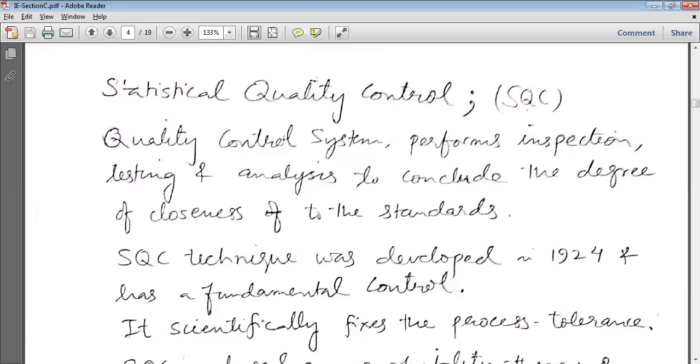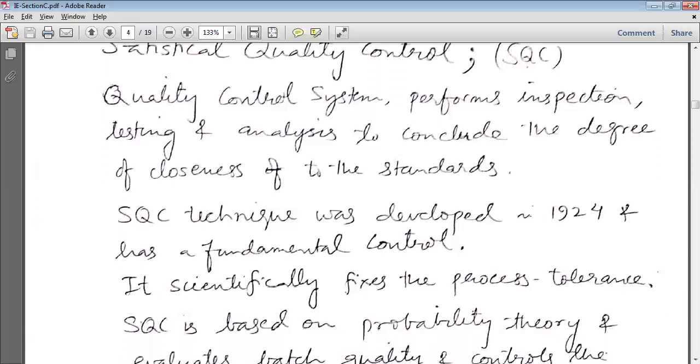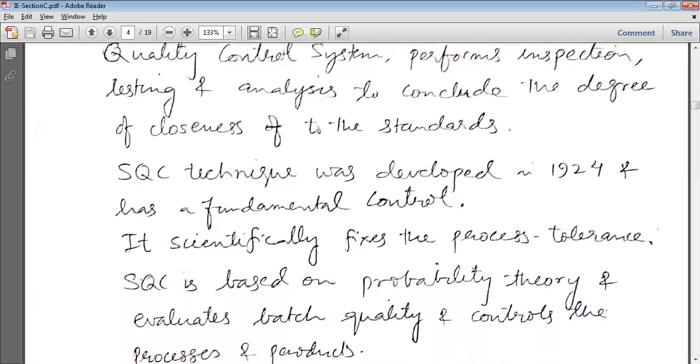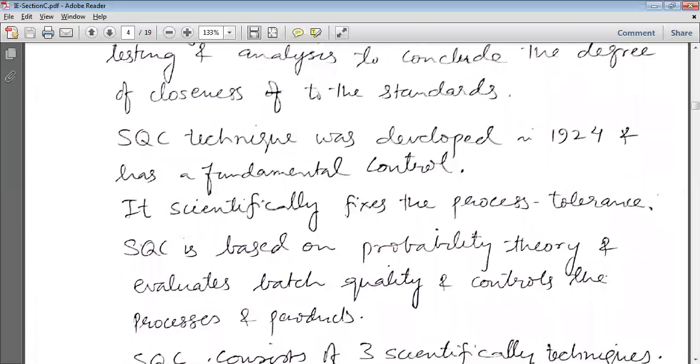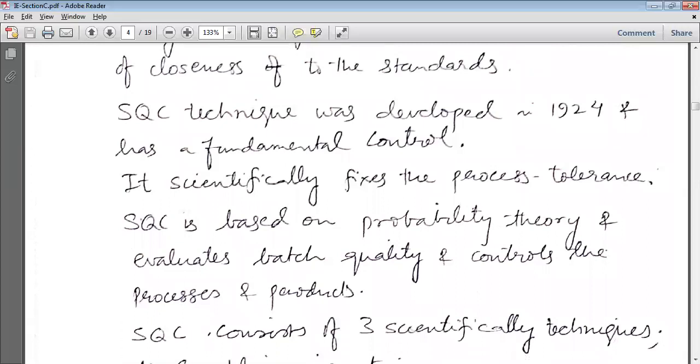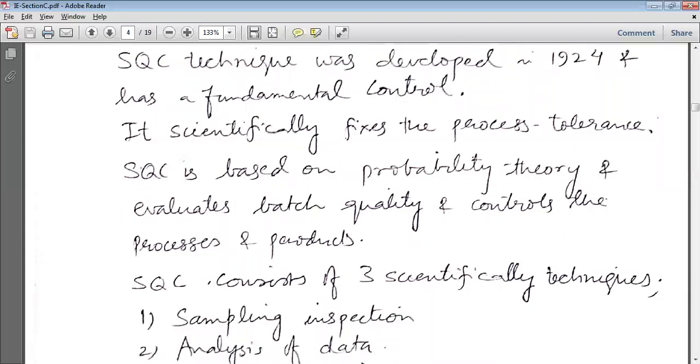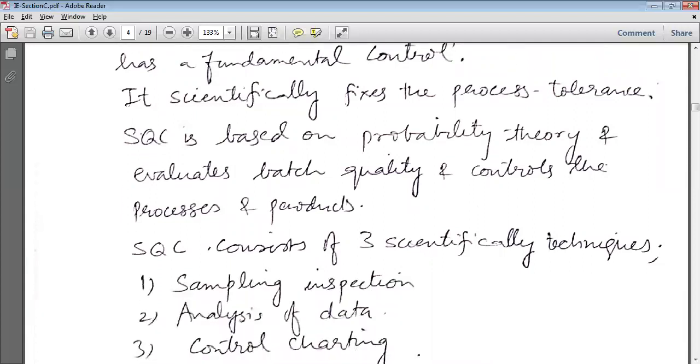SQC was developed in 1924. This is a scientifically proven, data-based control system, so that the quality of a product is checked. One more thing, it is based on probability theory and statistical techniques. So it uses probabilistic theories, evaluates batch quality, and controls the processes and products. SQC consists of three scientific techniques: sampling inspection, analysis of data, and control charting.